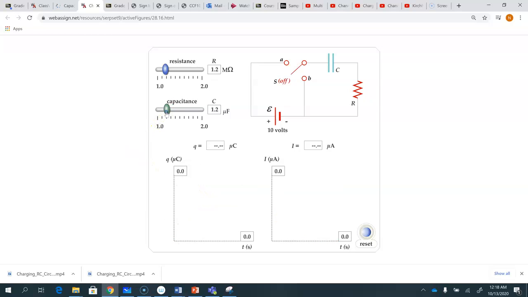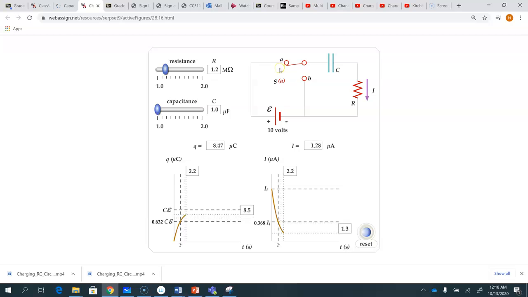So see, if I get the capacitance all the way down here, and I will move the switch to point A. You can see that did not change the initial current at all because the maximum current is E divided by R. All I did was to change the capacitance.